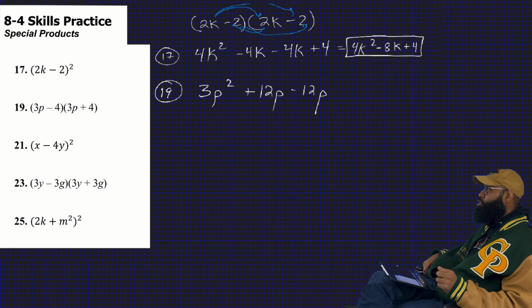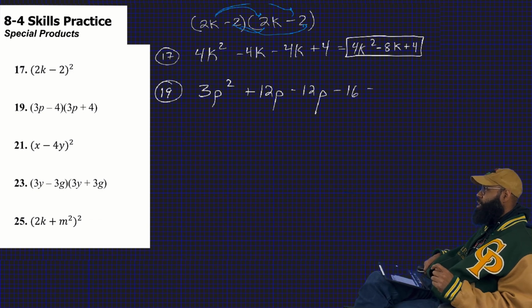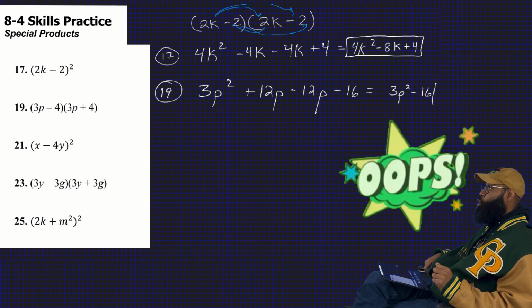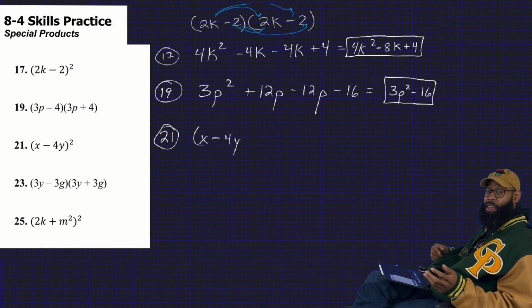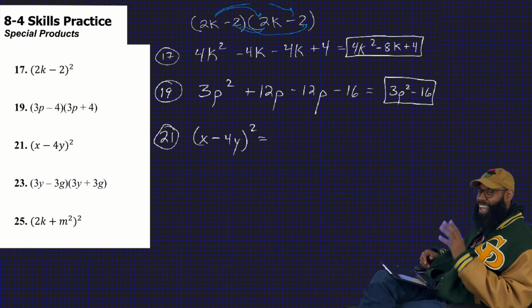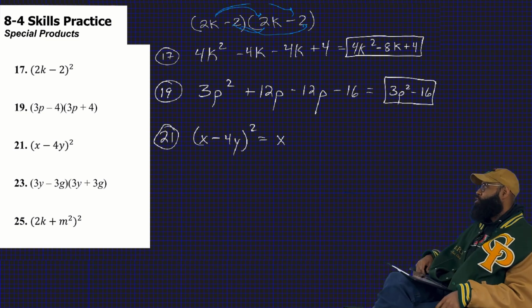All right, so jumping into 19, 3p times 3p gave me the first term, which is incorrect. Oops, my bad. Everybody knows 3 times 3 ain't 3. That's a mistake. Number 19, we found a mistake. This is BMB, I make mistakes, but I don't like it. It's okay. So 21.